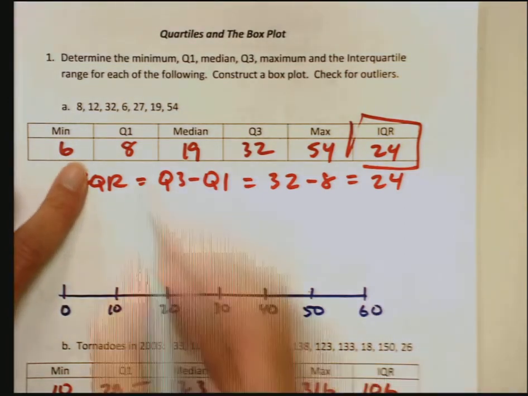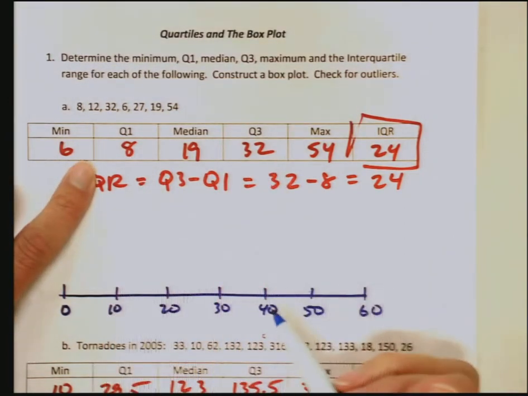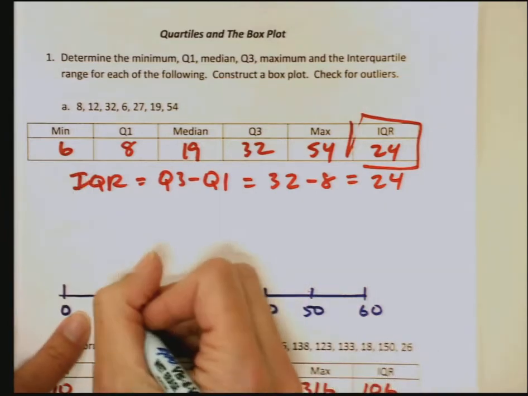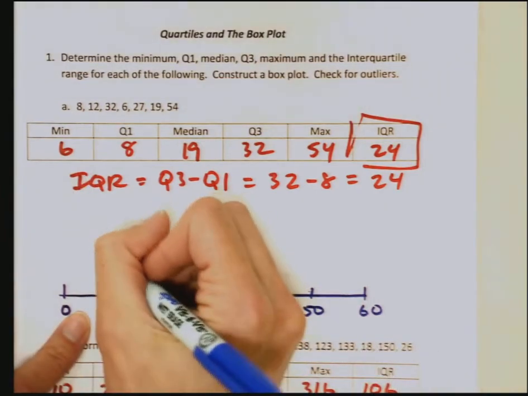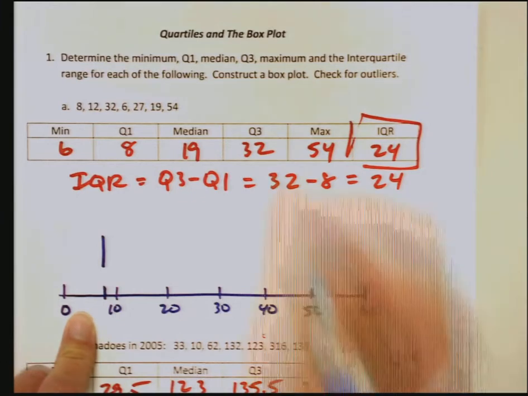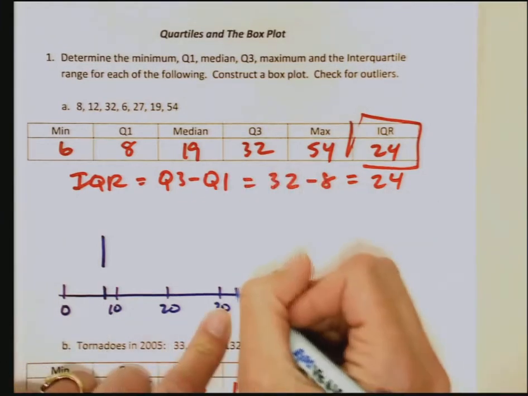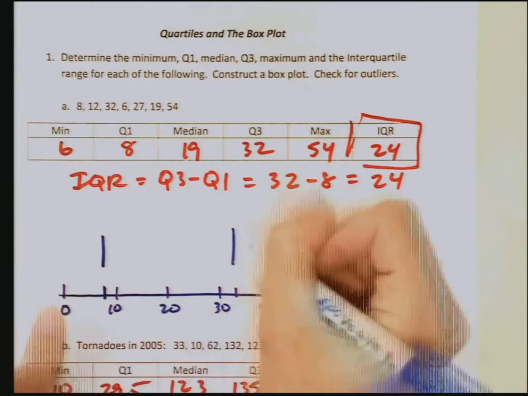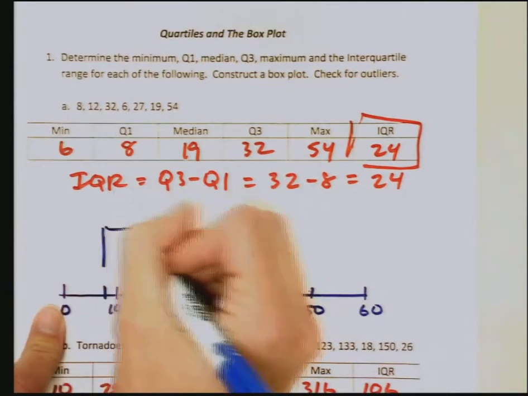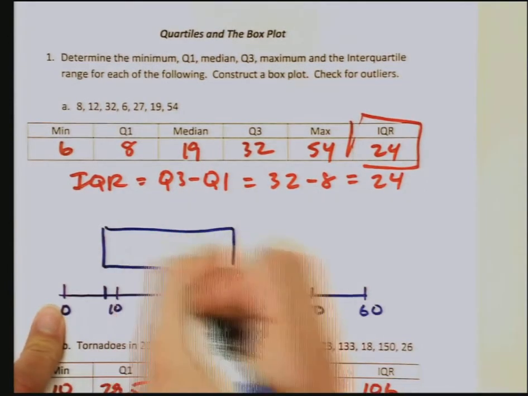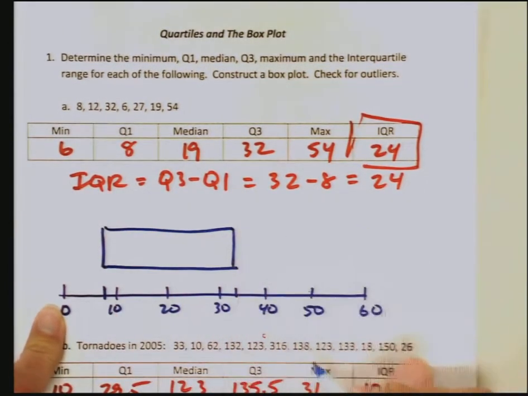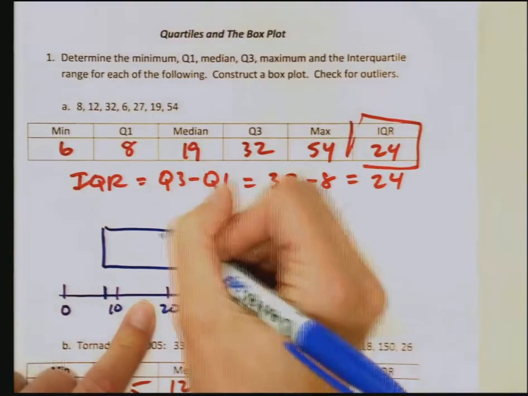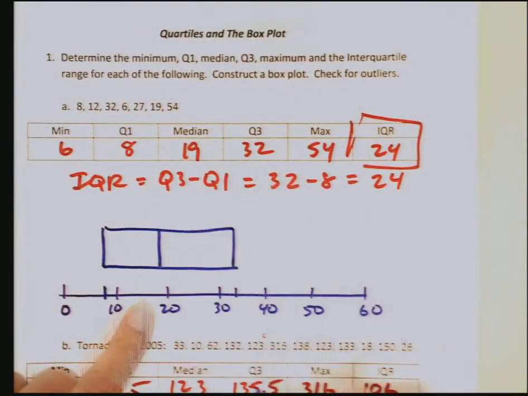My box goes from quartile 1 to quartile 3. Quartile 1 is 8. That's going to be the bottom of my box. Quartile 3 is 32. That's going to be here. I draw the box from quartile 1 to quartile 3. The median, which is 19, is a line in the middle.